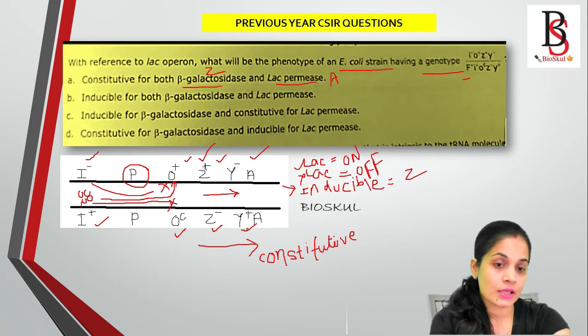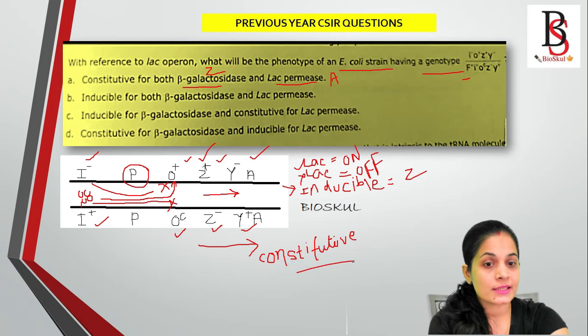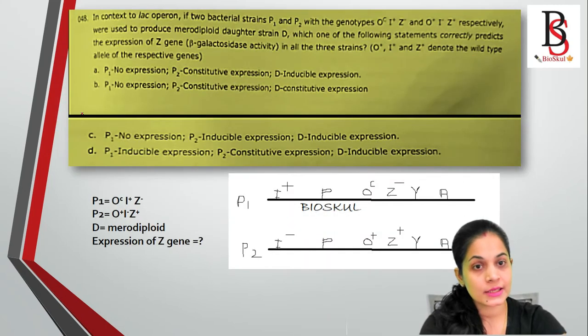But see, Y plus means lactose permease will be synthesized. And how will it be synthesized? It will be synthesized constitutively. So what is the correct answer? The correct answer is inducible expression of beta galactosidase and constitutive expression of Lac permease. The correct answer is option C.